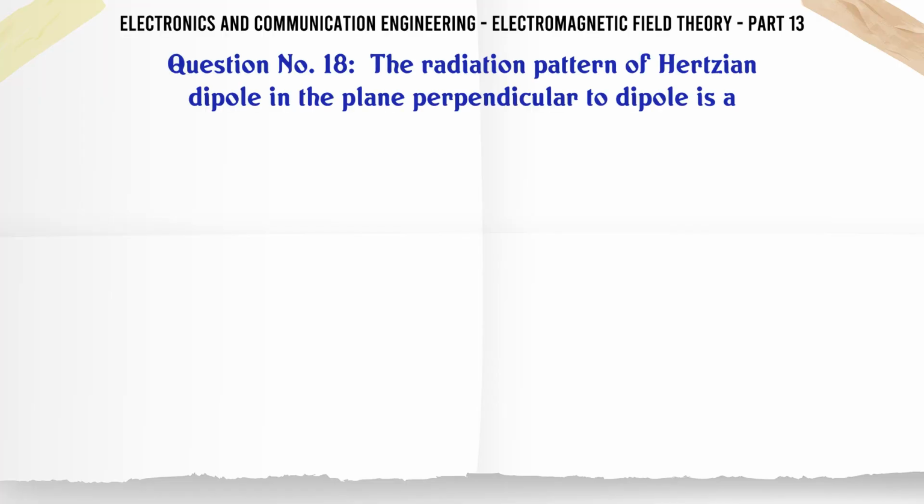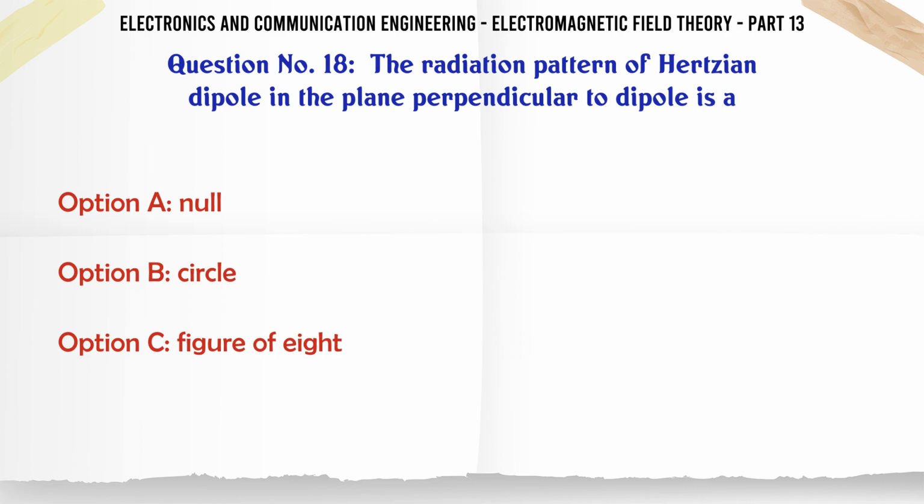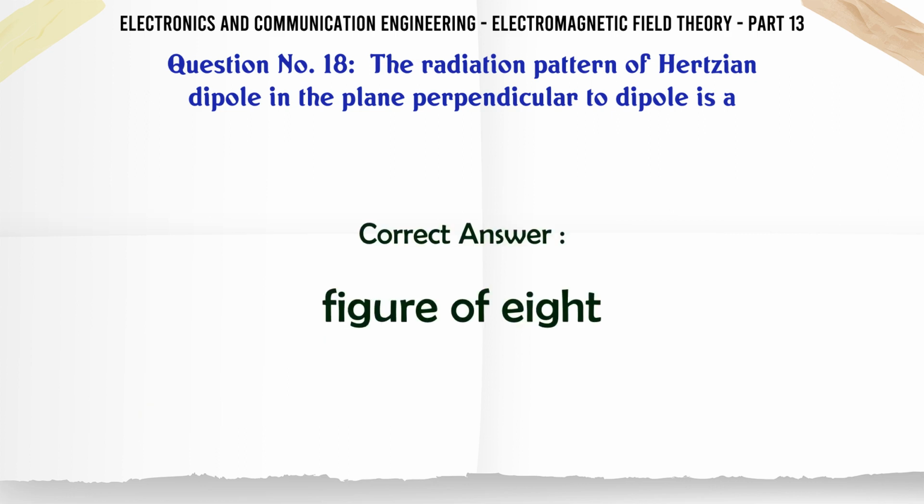The radiation pattern of Hertzian dipole in the plane perpendicular to dipole is A. Null, B. Circle, C. Figure of 8, D. None of the above. The correct answer is figure of 8.